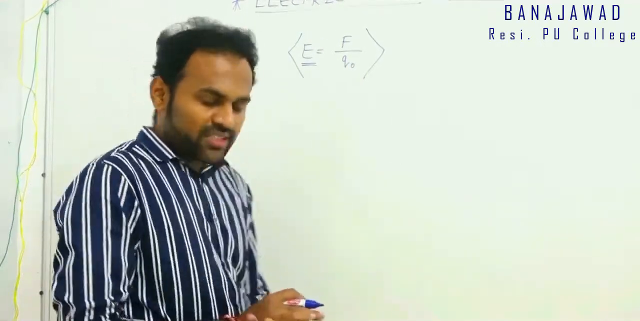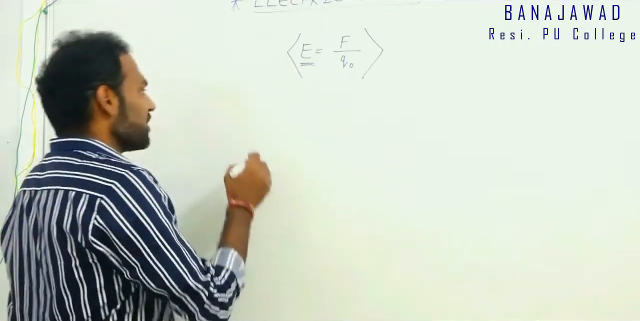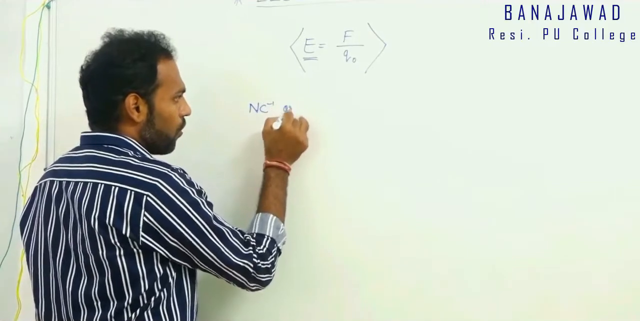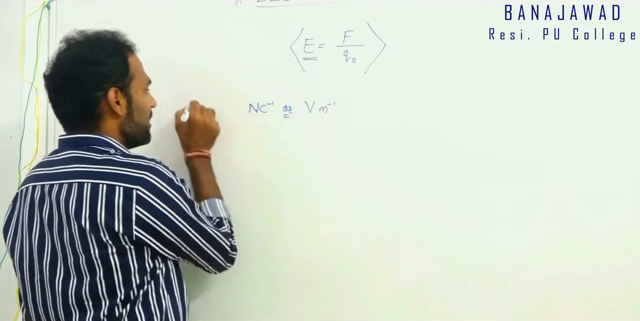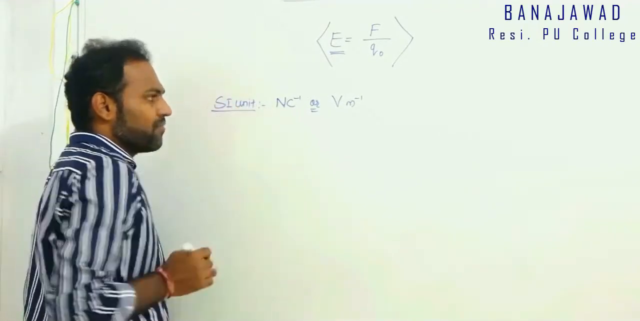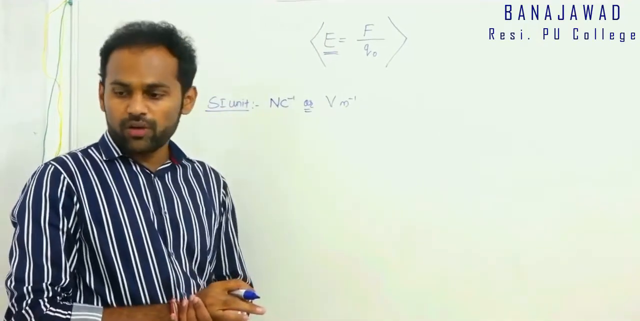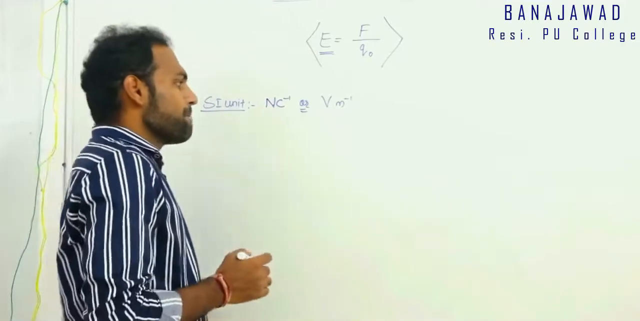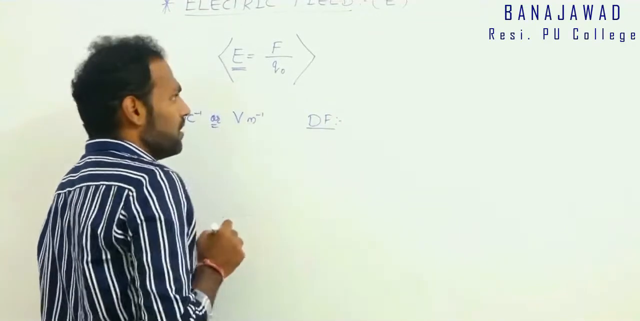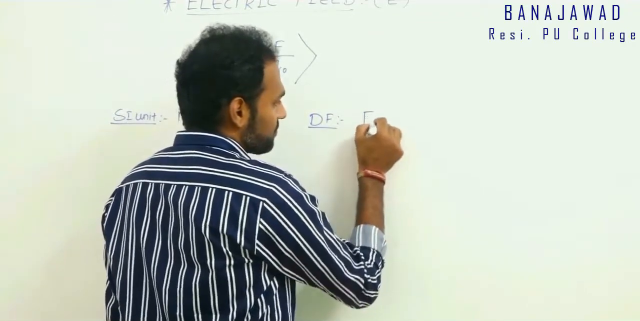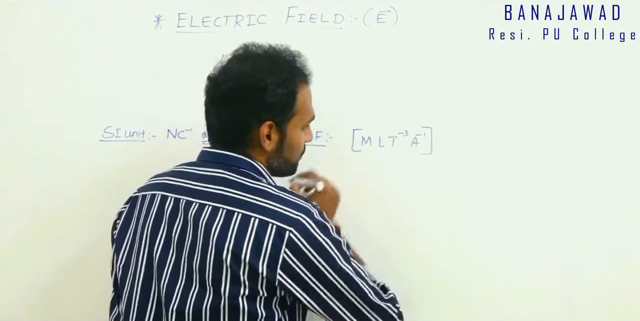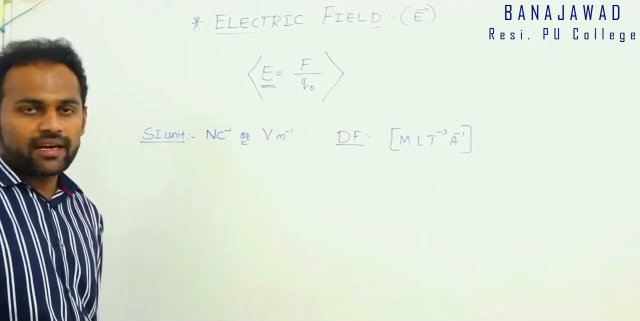Next, what is the SI unit of electric field? The SI unit of electric field is either Newton per coulomb or volt per meter. These are the SI units of electric field. See, the dimensional formula of electric field is M^1 L^1 T^-3 A^-1. This is the dimensional formula for electric field.